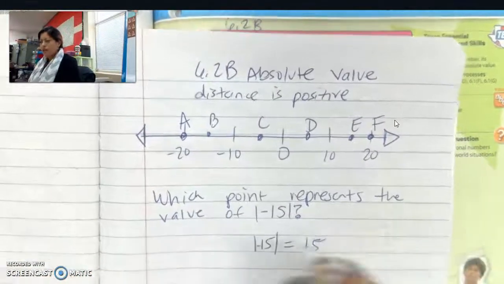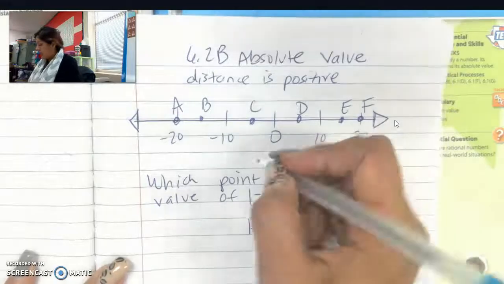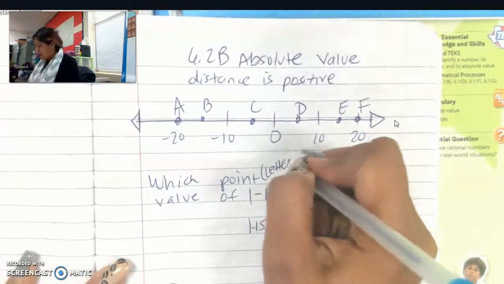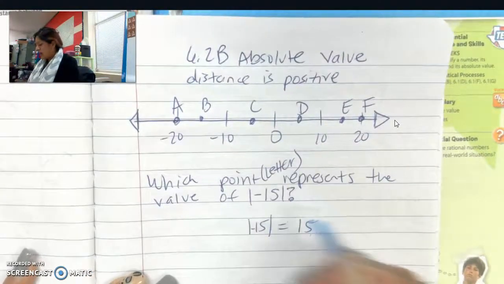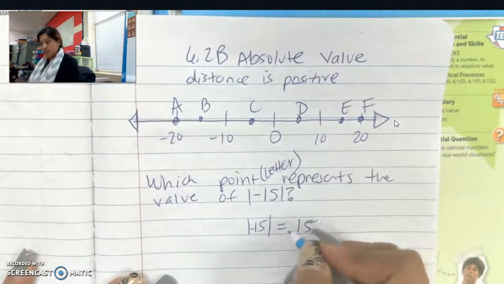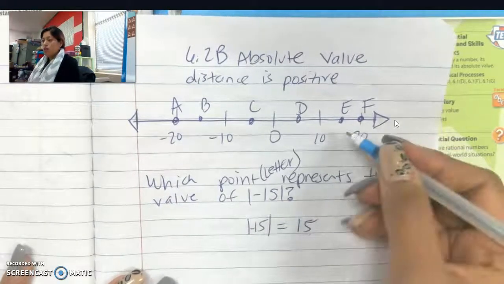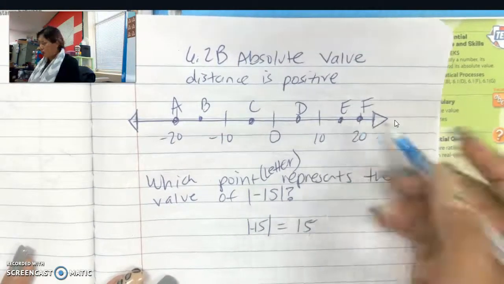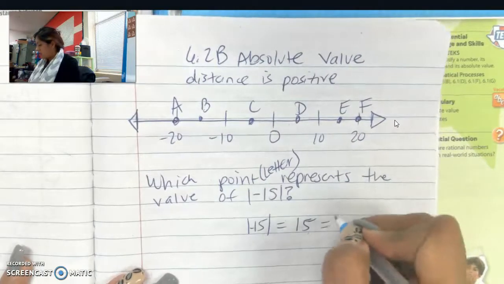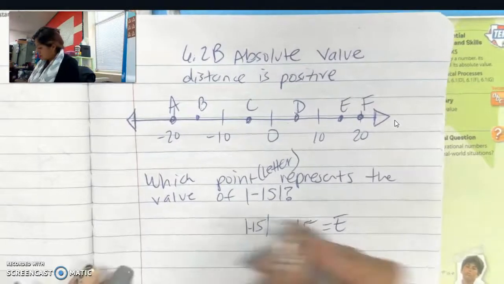All right. So now, which point or letter represents the value of that? Well, 15, it's a positive because it's absolute value, so it's always positive. So now I find it, and there it is. And so my letter is E. All right, let's keep going. Let's do some more of these.